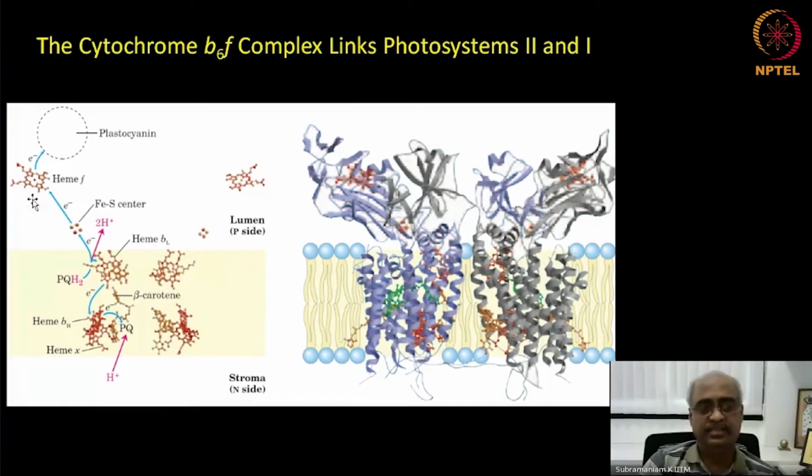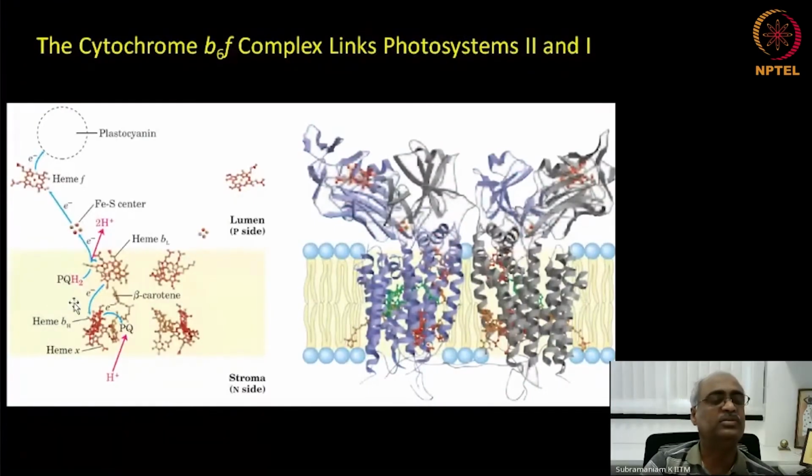So before that you have this cytochrome F with this heme F moiety. Then the cytochrome B6 itself contains a heme B and an iron sulfur center. Then you have the heme BH and then another heme called heme X. And there is also a beta carotene, although we currently do not understand the functional contribution of beta carotene here. And the electron flow diagram is shown by this blue arrow.